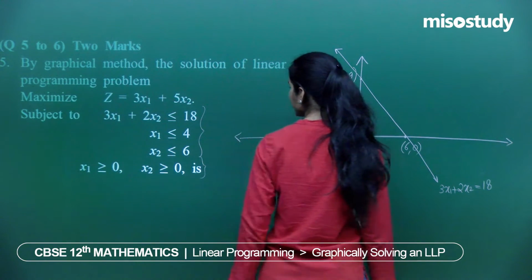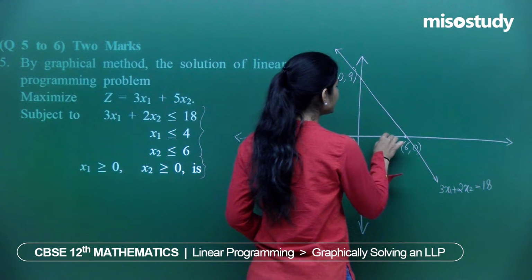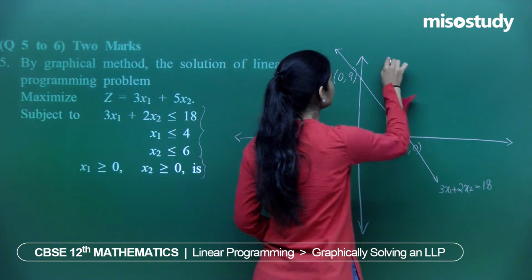Then you have x1 less than equal to 4. That means x1 equal to 4 is going to be this line.